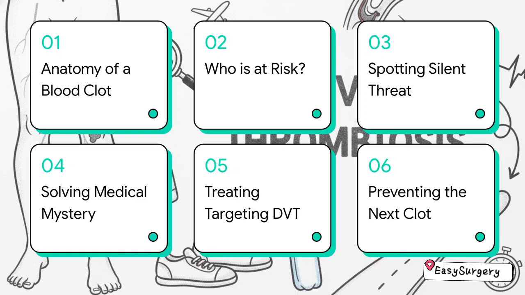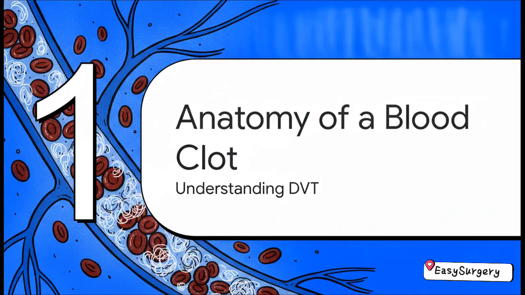First, the anatomy of a blood clot, then who is at risk, spotting the silent threat, solving the medical mystery, treating and targeting DVT, and finally, preventing the next clot. Okay, Section 1, Anatomy of a blood clot.